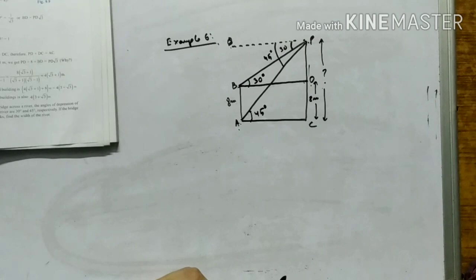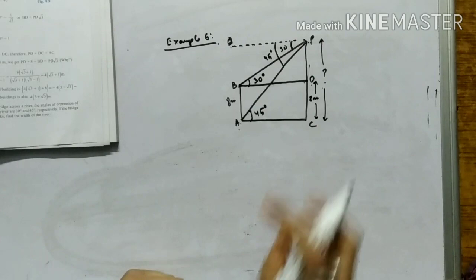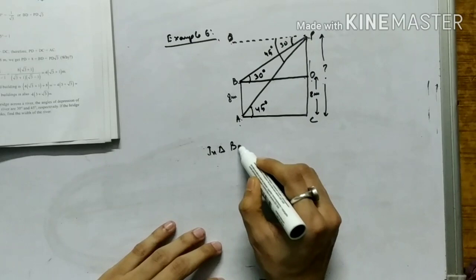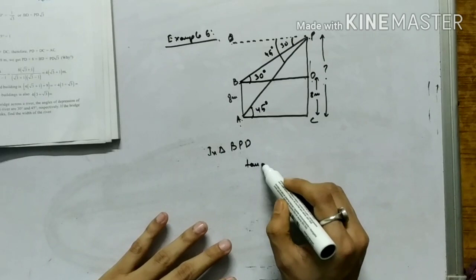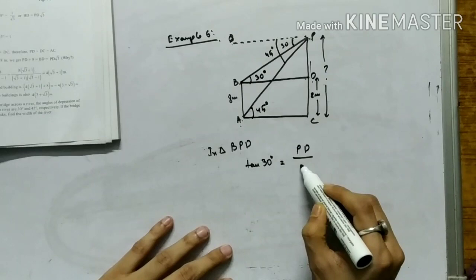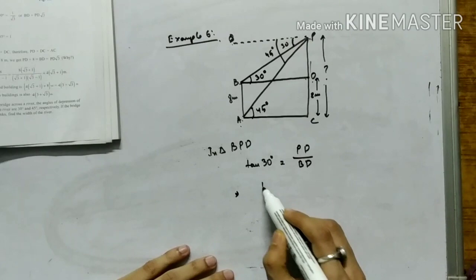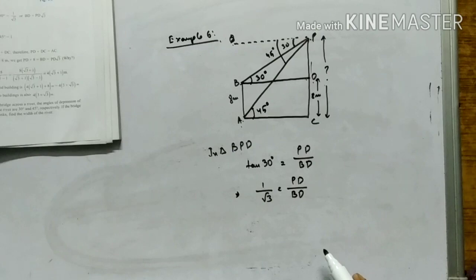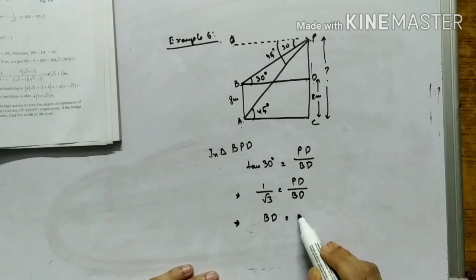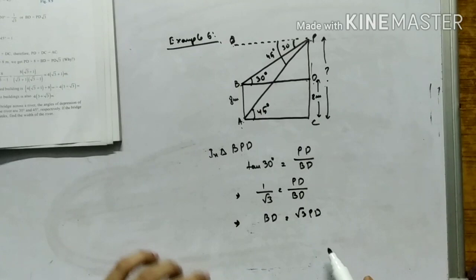So now, first of all, let's take this triangle. In triangle BPD, I will use the tan function. Tan 30 degree is equal to PD by BD. Tan 30 is 1 by root 3, so 1 by root 3 is equal to PD by BD. Therefore BD is equal to root 3 PD, I will get.